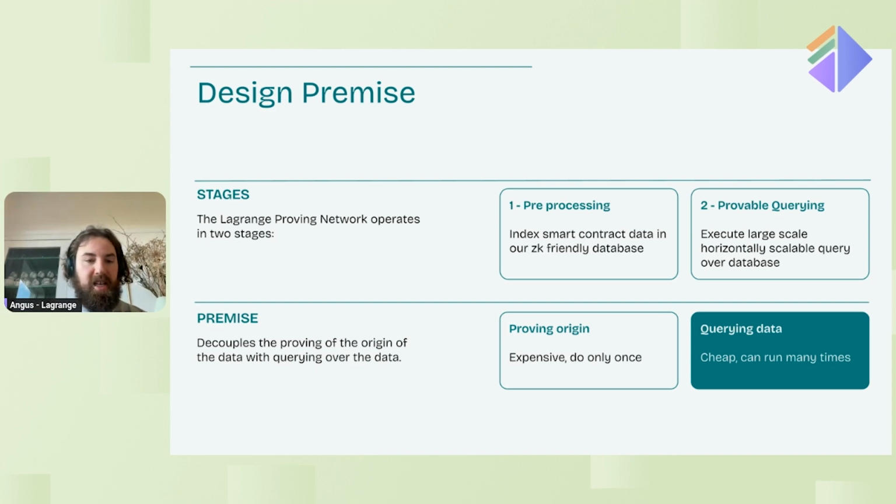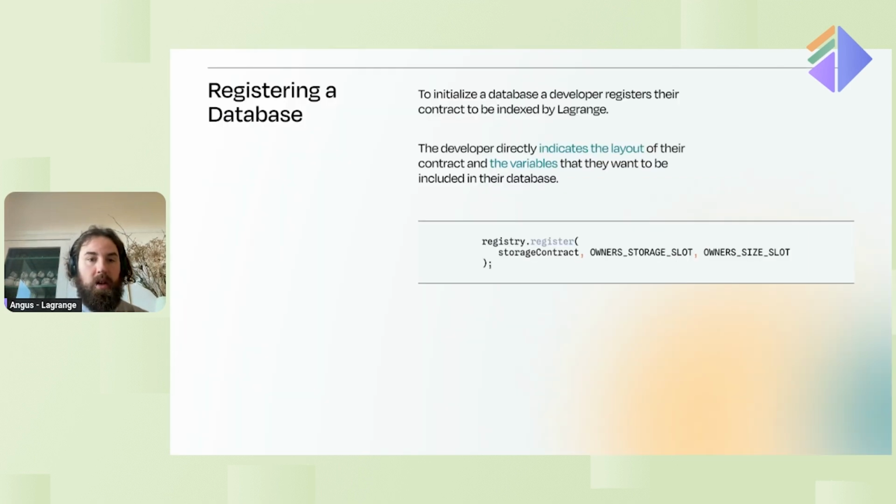This is the general idea with ZK proofs at large: you prove the origin of the data once. You're saying this data was here at this time, and you generate a proof for that, which is quite computationally expensive. That's why we have the prover network, but you can query it as much as you want, and that is much cheaper. The general idea of ZK proofs is prove once, verify many times. It's expensive to generate the proof, but then you can verify it quickly and cheaply. That's the same here with the SQL queries.